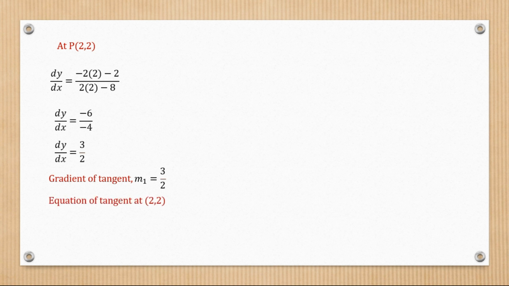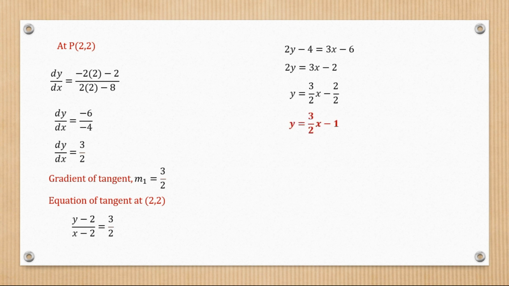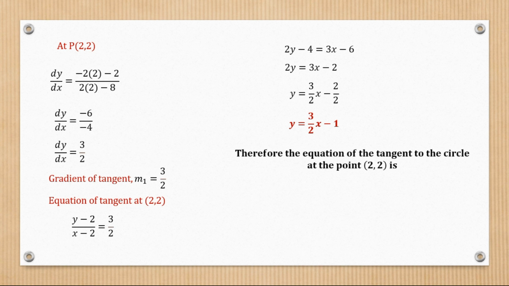Now we can look for the equation of the tangent at that point 2, 2, of which we will have it as y minus 2 over x minus 2 being equal to 3 over 2. Then we shall have 2y being equal to 3x minus 2, of which if I make y the subject, y shall be equal to 3 over 2x minus 2 over 2, which is the same as 3 over 2x minus 1. So therefore the equation of the tangent to the circle at the point 2, 2 is y is equal to 3 over 2x minus 1.